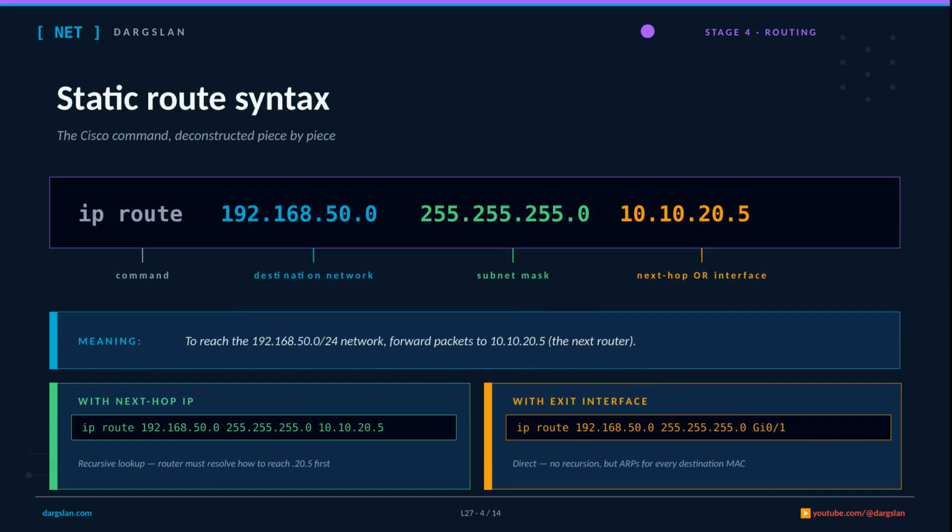Now let's break down the actual command. The syntax is simple: ip route, then the destination network, its subnet mask, and finally, where to send the traffic, either a next hop IP or an exit interface. With a next hop IP like 10.10.20.5, the router does a recursive lookup, figuring out how to reach that address first. With an exit interface like Gi0/1, there's no recursion, but the router has to ARP for every destination MAC. On point-to-point links, the interface form is cleaner. On broadcast networks, next hop is usually the safer choice.